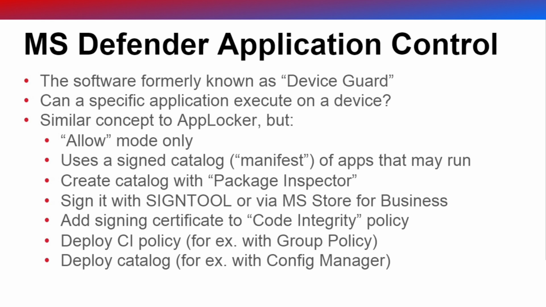We're going to say, these 10 applications, we want people to be able to run them. Anything else, we want to be denied. That's Microsoft Defender Application Control. And so you create this catalog, you get it signed, you push it out with group policy, and then it's going to be enforced.